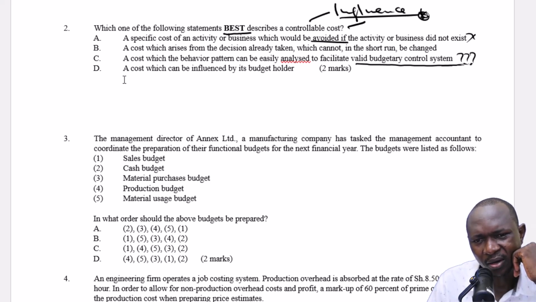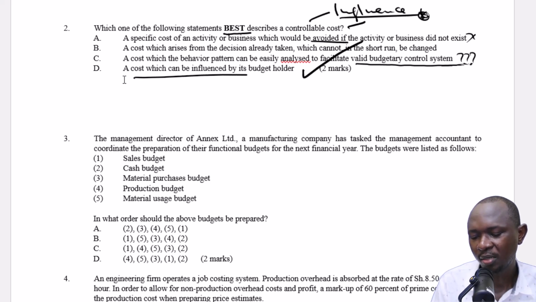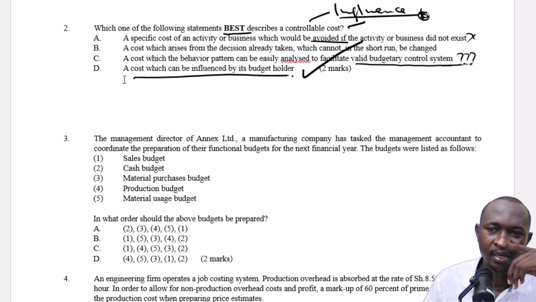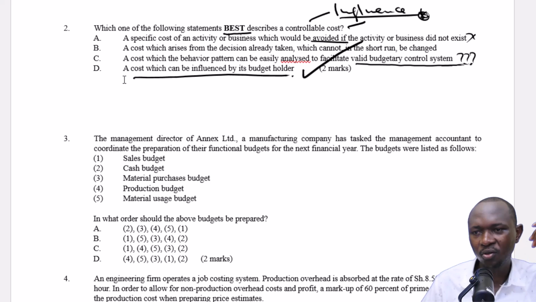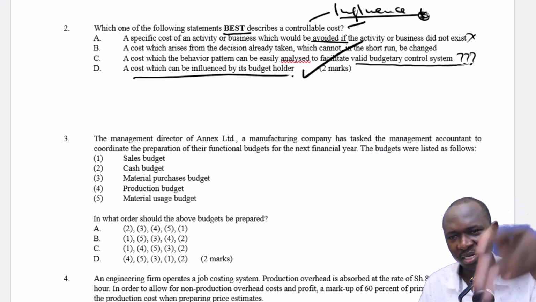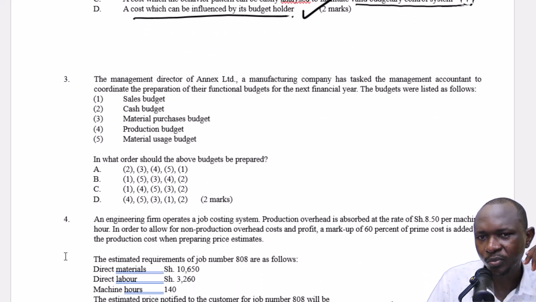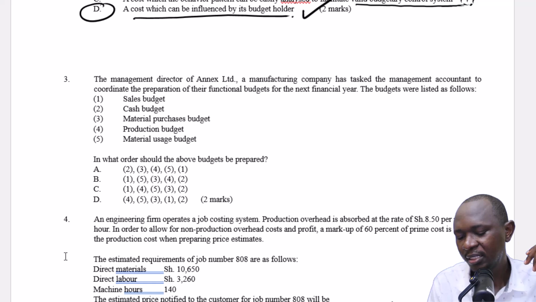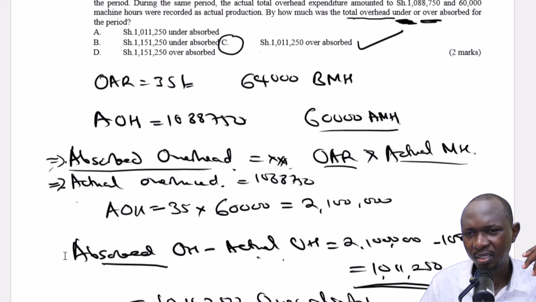D, a cost which can be influenced by its budget holder. Perfect. So the answer is D, a cost which can be influenced by the budget holder. That is a controllable cost. I think that's where we started. We say that it's a cost that can be influenced by the management, and in this case, the budget holder possibly takes that position. So the correct answer here is D.